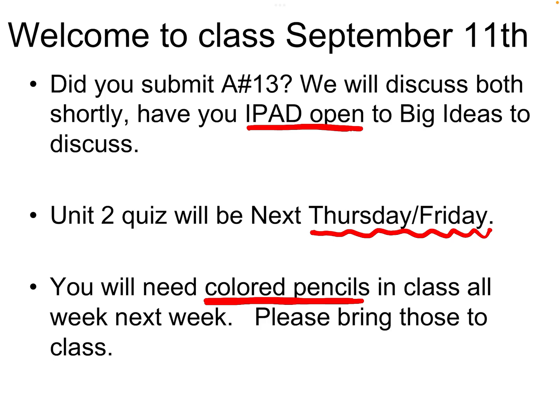If you did not get colored pencils for intermediate or for junior high, you're definitely going to need some in all of your classes. I would get your hands on some of those. You can pick those up in the bookstore as well for a very minimal fee, but you will want to have access to colored pencils.